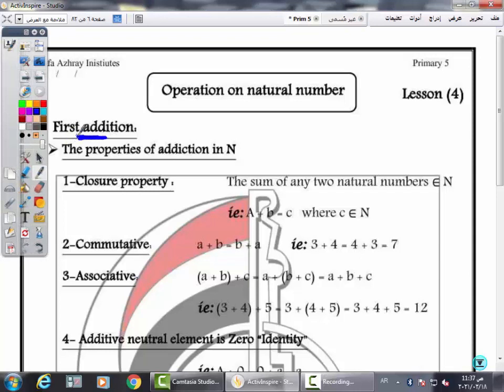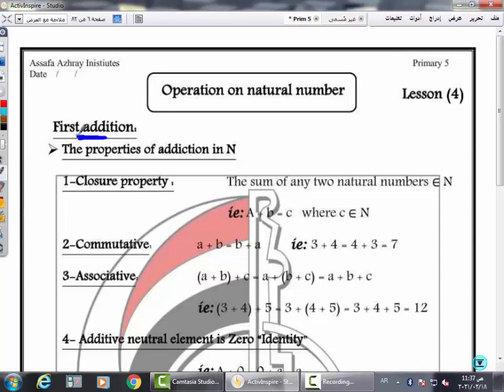What are the properties of addition in natural numbers? We have some properties of addition in natural numbers. The first property is called closure property. What is the meaning of closure property? If we have two natural numbers and we want to find the sum of two natural numbers, then the result is a natural number. Like if we want to add 1 plus 2, 1 is natural and 2 is natural, then the result will be 3. Then the result is natural.